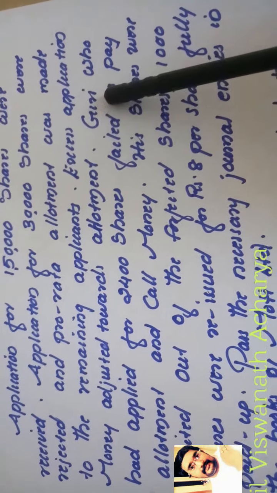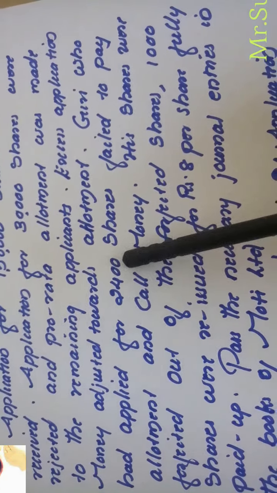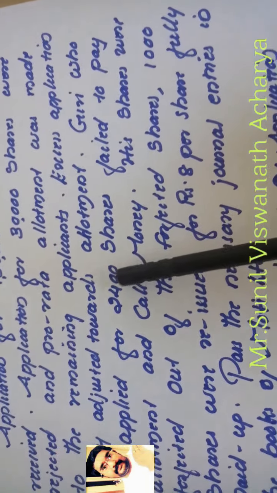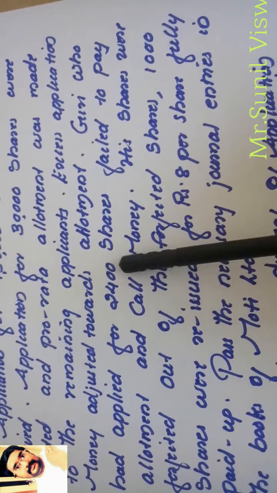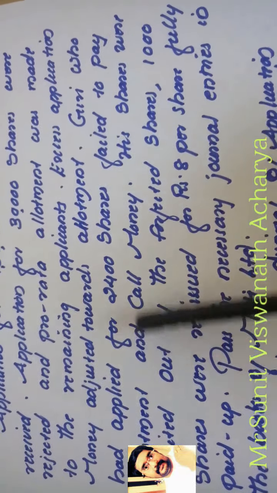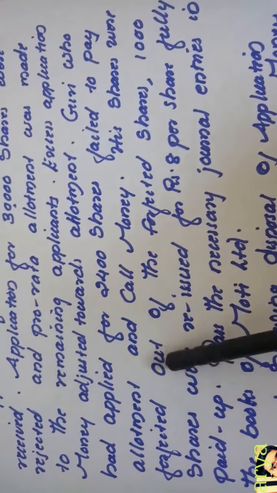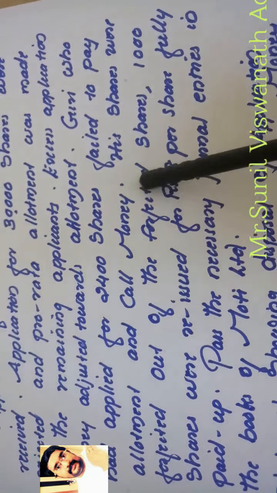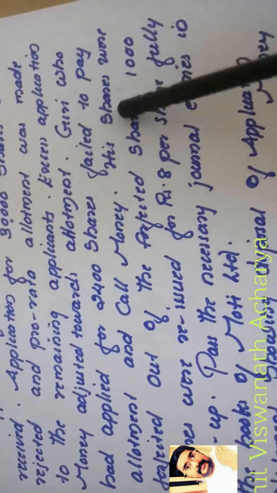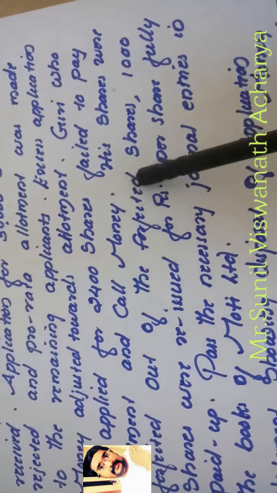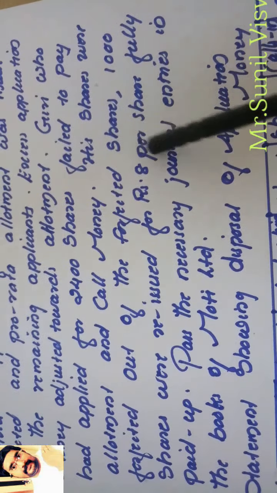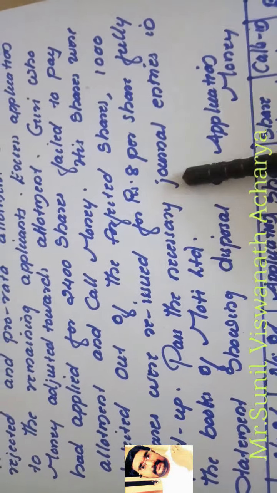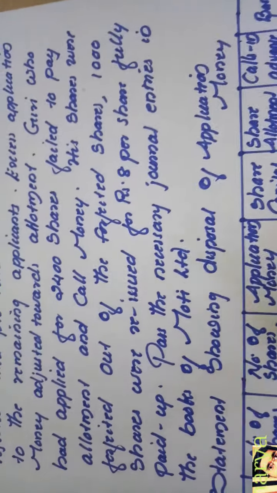Here one more thing is given. Giri, a shareholder who had applied for 2,400 shares, failed to pay allotment and call money. So note it is not allotted shares, applied shares is given. He failed to pay allotment and call money, so his shares were forfeited. Out of the forfeited shares, 1,000 shares were reissued. Because of failure to pay allotment and call money, the company cancelled his shares. Out of the cancelled shares, the company reissued 1,000 shares at 8 per share, fully paid up. 8 per share means the company gave a discount of 2 rupees. Pass the necessary journal entries in the books of Moti Limited.